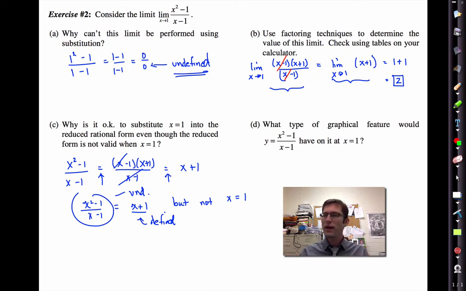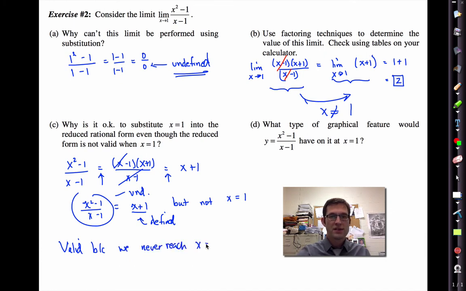This question is saying, well, why can I do this? I mean, this reduction is only valid when x doesn't equal 1. So why am I now allowed to throw x equals 1 in there? Think about this for a little bit. All right. Well, the reason why it's valid is because we never reach x equals 1 in the limit. Again, I want you to really think about this because it's a very deep idea.